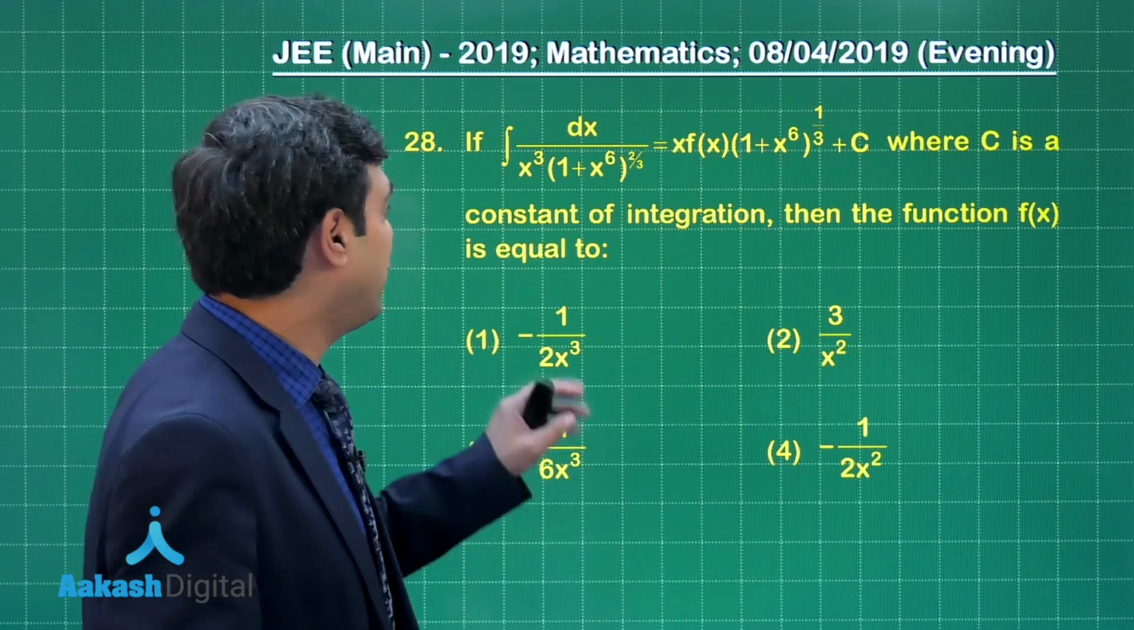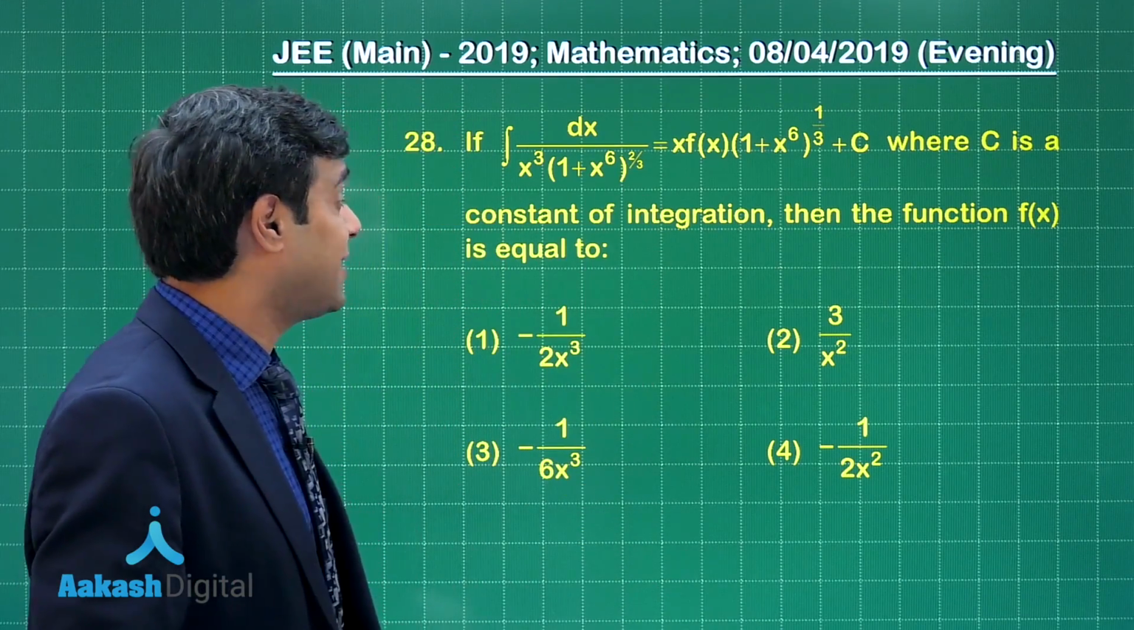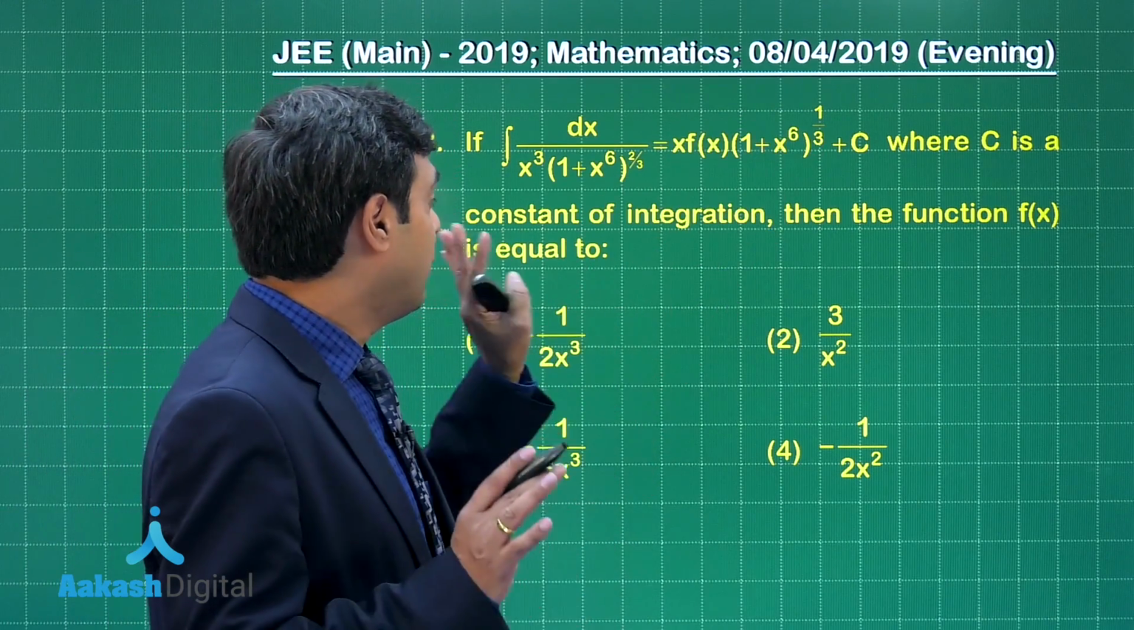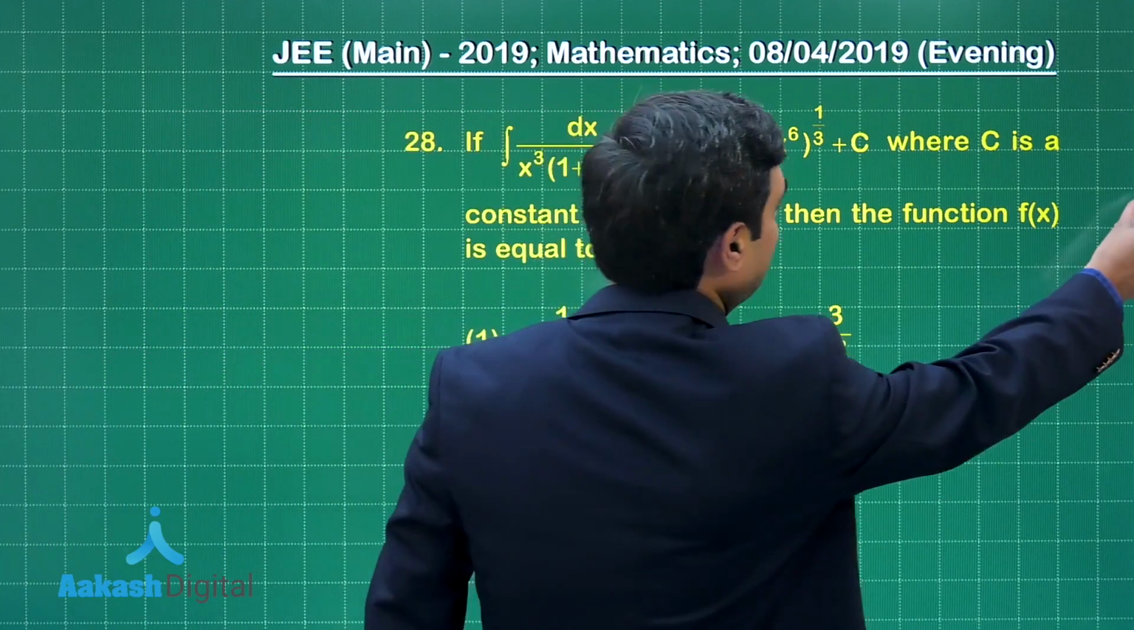Let's take question number 28. Integral dx upon x cube into (1 plus x^6) whole to the power 2 by 3 equals given something. So we have to find what f(x) is. Let's integrate this one.